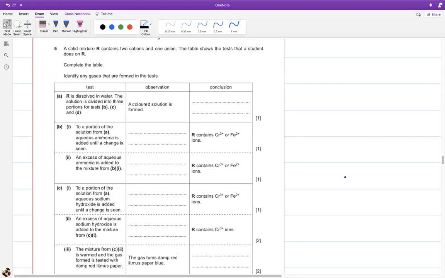So observation would be you will see green precipitate. अब green कहना काफी है. You don't have to call it dirty green or any other shade of green that you want. Just writing green is good enough. Green precipitate. Okay. An excess of aqueous ammonia is added to the mixture. We know that chromium 3 and iron 2 both are insoluble in aqueous ammonia. So we will say that the precipitate is insoluble.